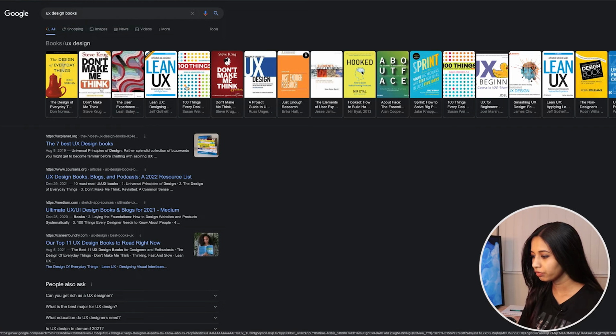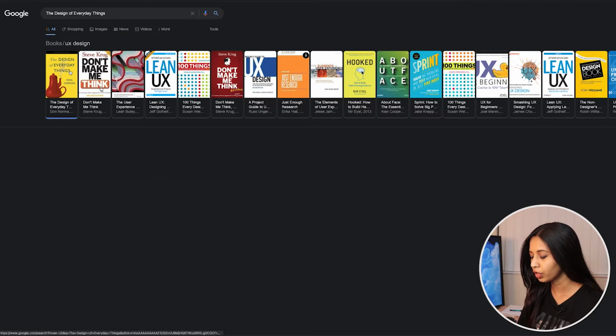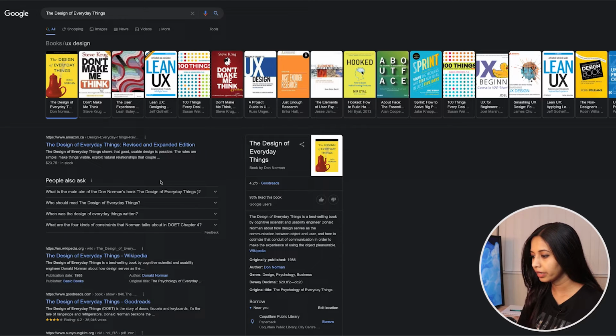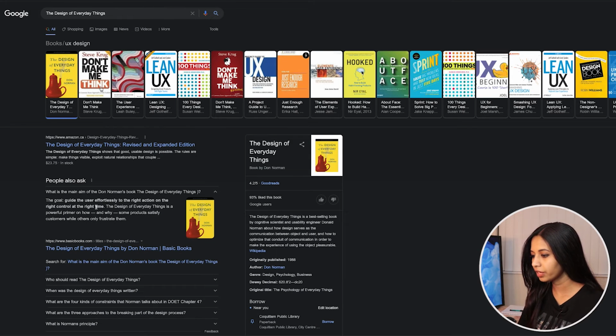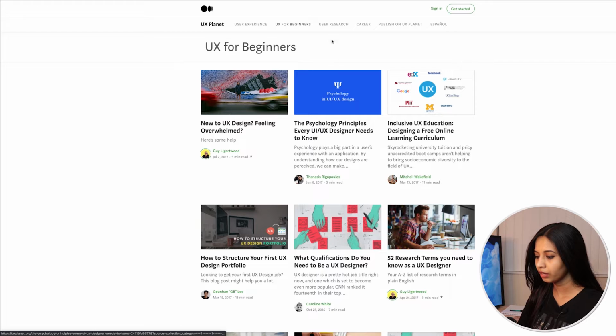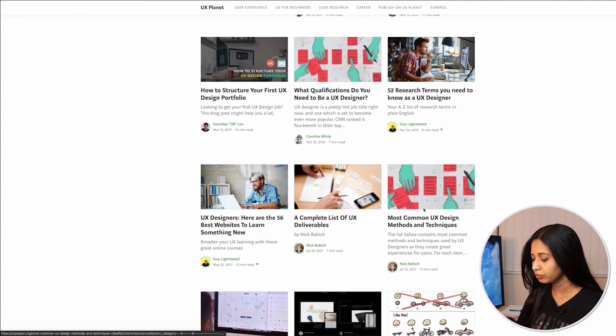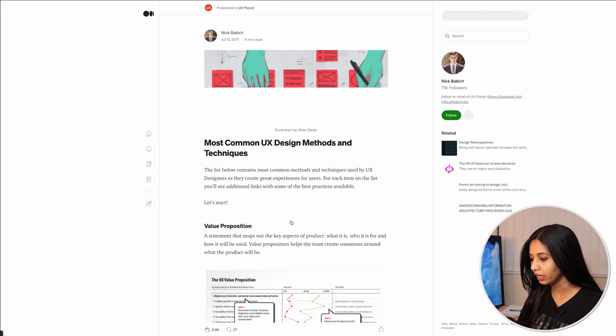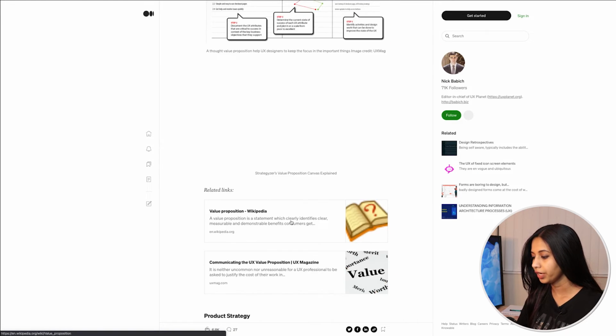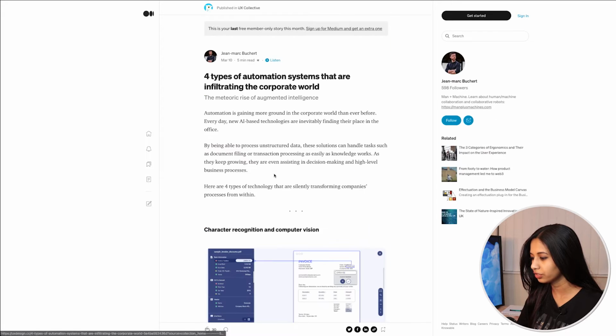Another effective way of learning is learning from a book. One of my go-to design learning books is The Design of Everyday Things. Another quick way of daily learning is learning from articles. I usually go to Medium for my daily reading, which you can start doing to keep yourself up to date with the latest design trends.